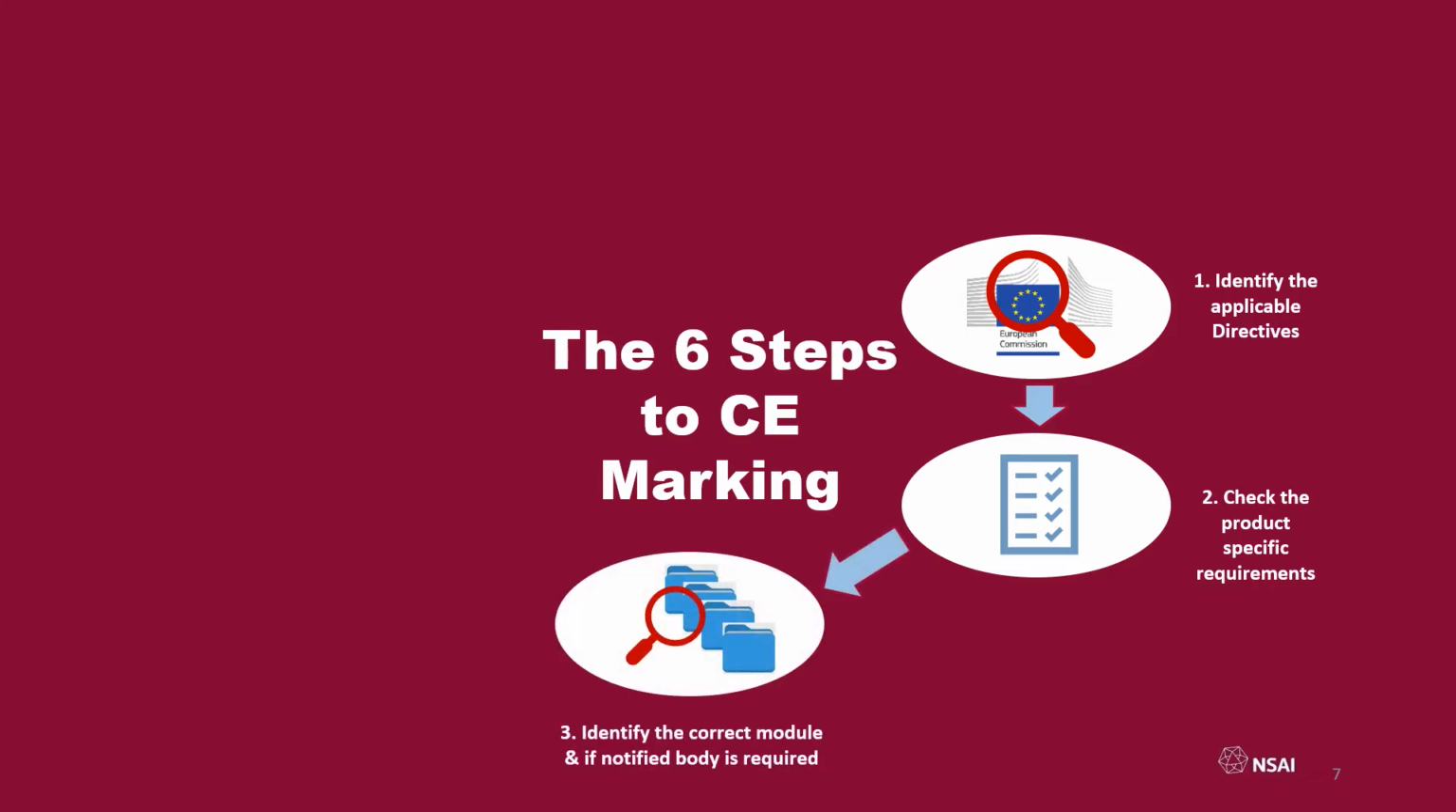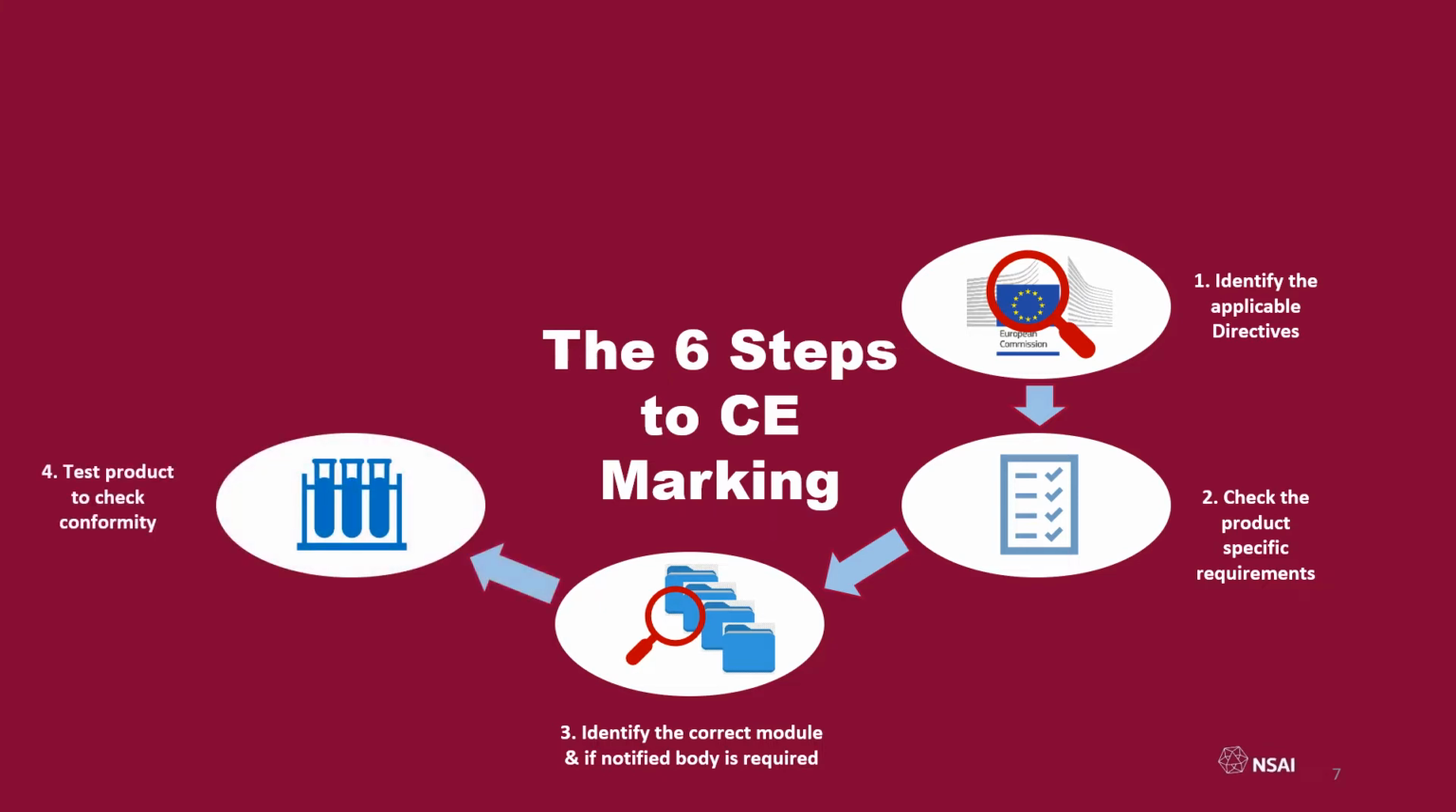Our third step, identify the correct module and if a notified body is required. Each regulation sets out the different test modules that must be used. There are 16 modules labelled from A to H1, which set out different requirements to demonstrate conformity. Some models require the product to be certified by an independent notified body, while others allow the manufacturer to carry out testing and make a declaration of conformity without requiring the use of a notified body. For example, Module A does not require a notified body, while for Module B, the use of a notified body is compulsory.